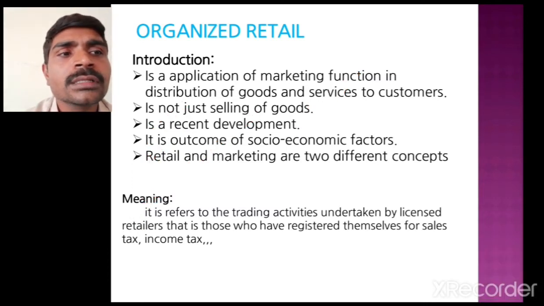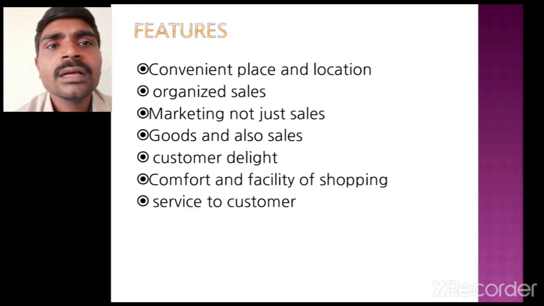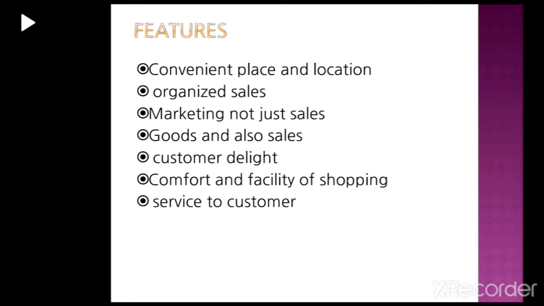We'll move to the next, that is, the features of organized retailers. Let us take the first one, a convenient place and location, because the retailers deliver the goods from a location that is convenient to the customers. As per the customers' convenience, they provide the goods and services. A physical location may be a small store, shop, or multiplex. It may also be over the internet, through mobile or mail orders.